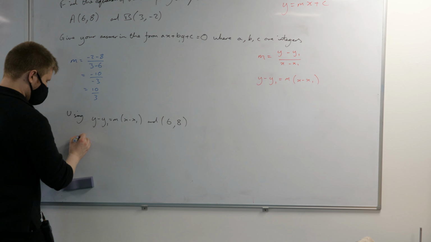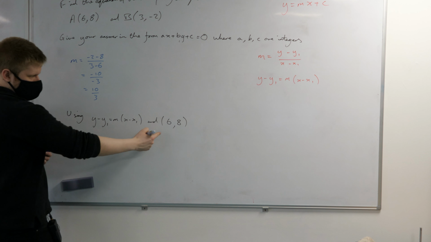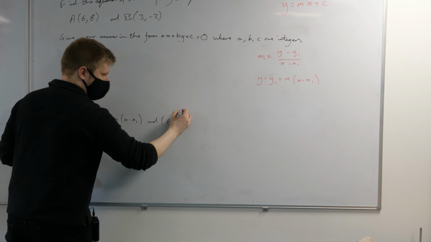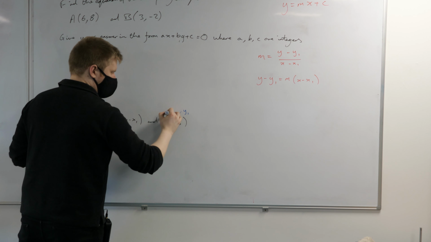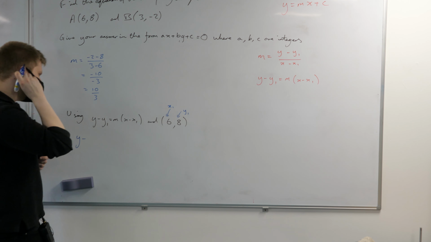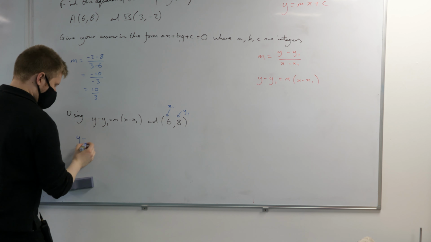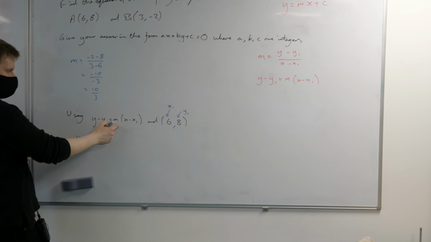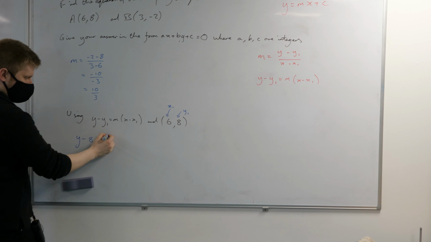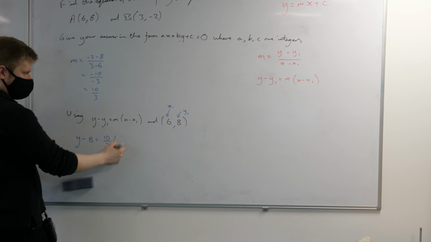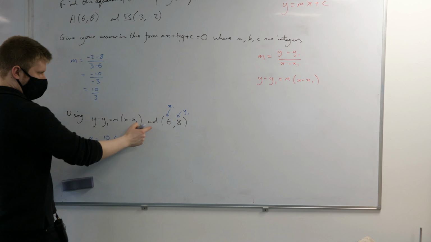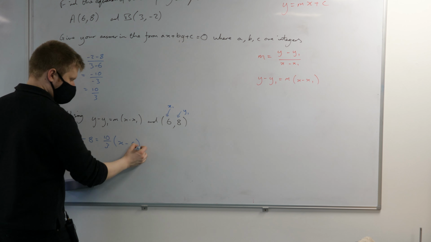Well, y is just general. y1 in this case is 8, so that's going to be y1 and that's going to be x1. That's going to be equal to m, which in this case is 10/3, times x, which is general, take away x1, which is 6.